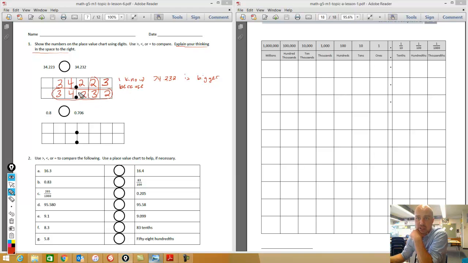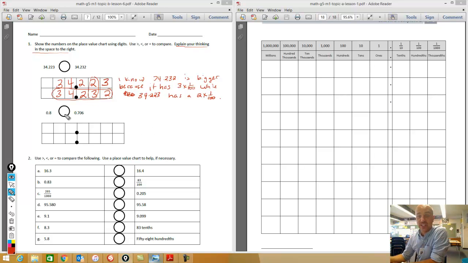the number in the hundredths column, this one has 3 in the hundredths column, whereas the other one only has 2. Okay, so because it has 3 hundredths, while the other number, 34 and 223 thousandths, has 2 hundredths, we know that that one is bigger.